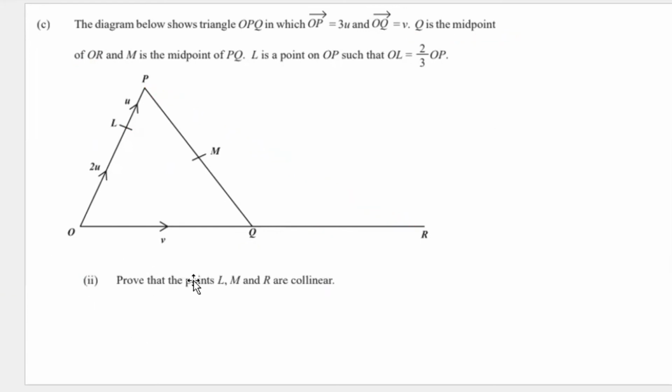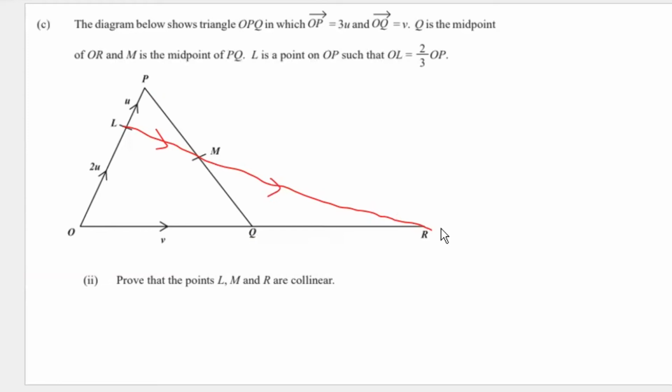So we're now at part 2, and it says prove that the points L, M, and R are collinear. Collinear basically means that one straight line can go through them, so you're proving that they are all on the same line, which basically means that in a sense we'll have two parallel lines. So it would be LM then to MR.